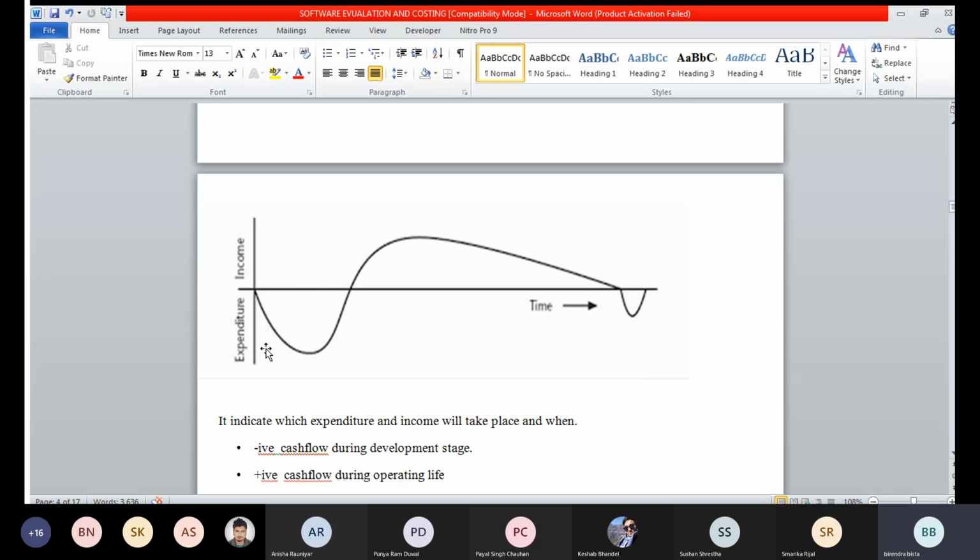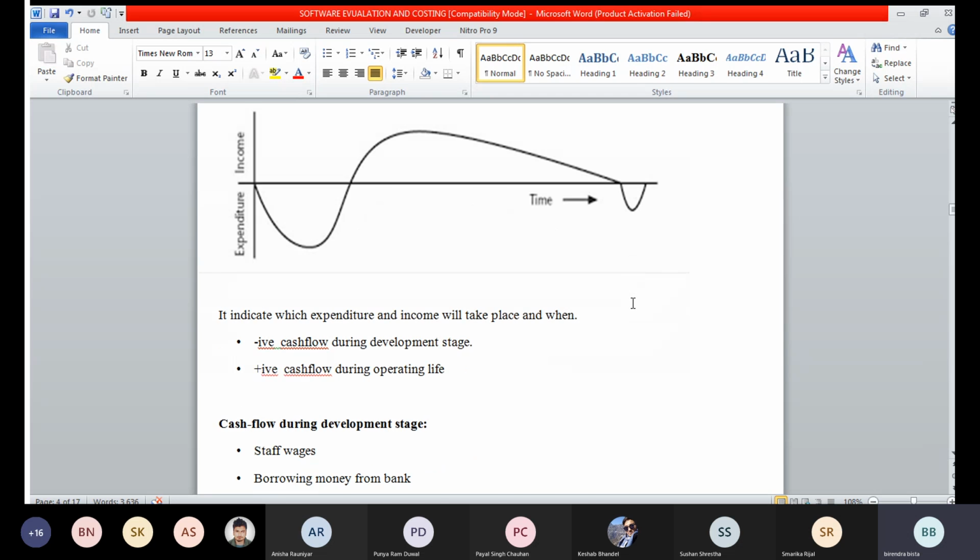So you can see the curve. The one going down is the expenditure, whereas the curve when it comes up is the income, and at the end there is a downward movement of this curve. Right? So this is the system removal cost. So this is the development cost. This is the income that the system is going to give you, and at the end there is the small negative cost, that is removing the system from an existing environment.